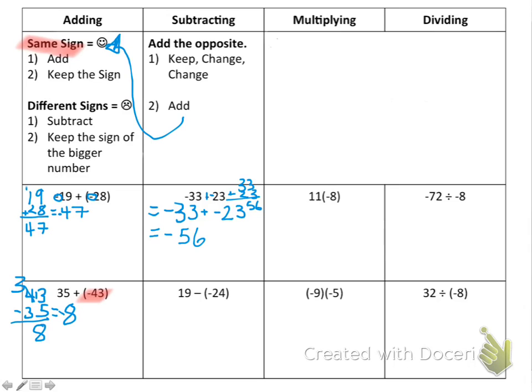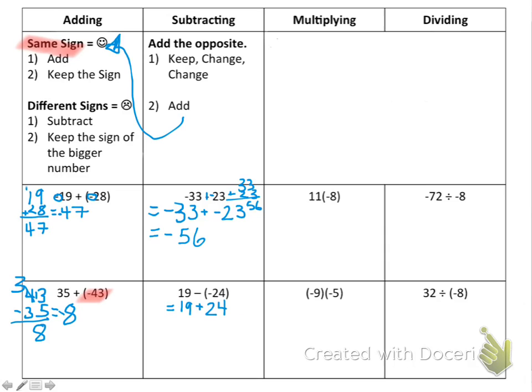Here I have 19 minus negative 24. I'm going to add the opposite, or keep, change, change. So keep my first number the same, change this to addition, and change negative 24 to its opposite, which is positive 24. Now this problem you guys all know how to do. You've been doing this one for a long time.